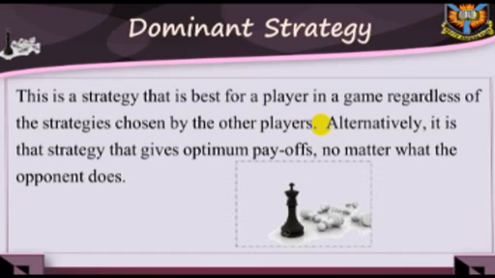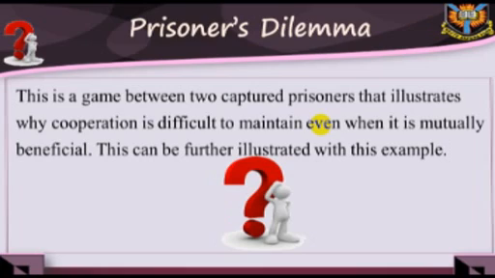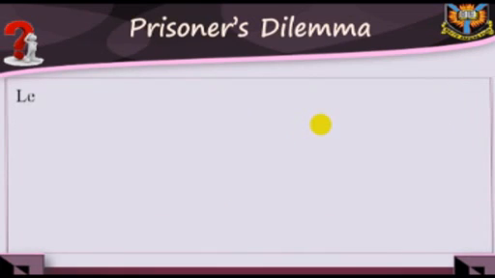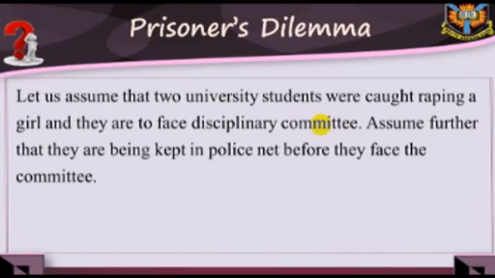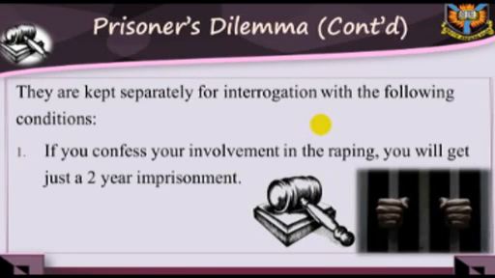Prisoner's dilemma. This is a game between two captured prisoners that illustrates why cooperation is difficult to maintain even when it is mutually beneficial. This can be further illustrated with this example. Let us assume that two university students were caught raping a girl and they are to face a disciplinary committee. Assume further that they are being kept in police net before they face the committee. They are kept separately for interrogation with the following conditions.